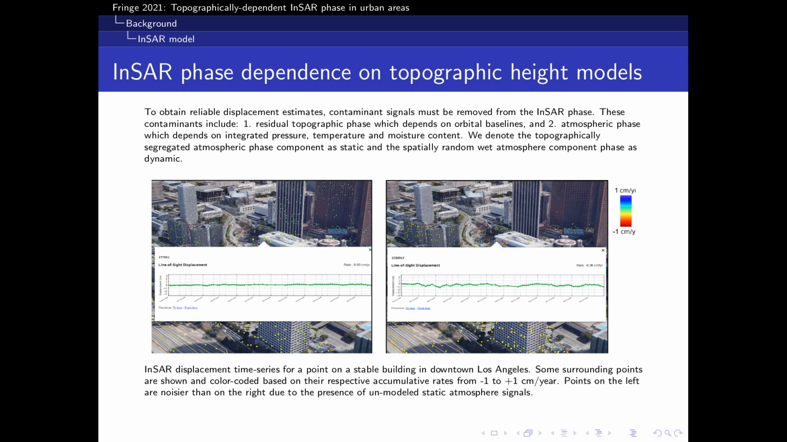In the figure on the right, the topographically dependent atmospheric phase, which we call static atmosphere phase, has not been properly accounted for. Removal of this signal gives a cleaner time series as shown on the left.